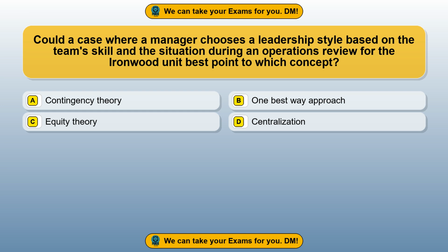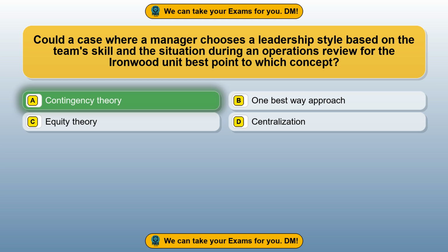Question 72. Could a case where a manager chooses a leadership style based on the team's skill and the situation during an operations review for the Ironwood unit best point to which concept? Option A, contingency theory. Option B, one best way approach. Option C, equity theory. Option D, centralization. The correct answer is option A, contingency theory.